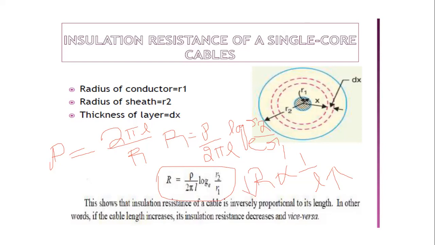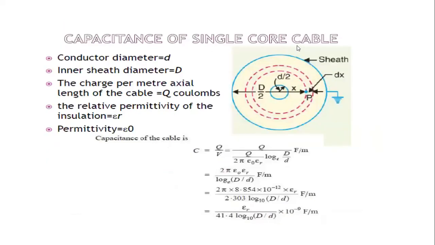Next, coming to the capacitance of a single core cable. How will we calculate the capacitance of a single core cable? This is the conductor, with small d by 2 as its radius. Small d is the diameter of the conductor and capital D is the inner sheath diameter. Small dx is the small length we are considering, between the point P and the point x. The outer layer is the sheath.